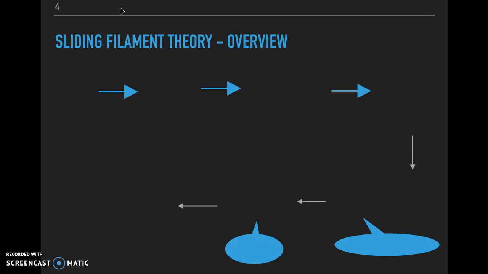So this is a sliding filament theory overview. It's quite a difficult way to understand how muscles contract. So this is just a simple, brief way, and then I'll go into more depth on what each stage means. So you have your stimulus, and that is your nose, smell, and these are all your senses.